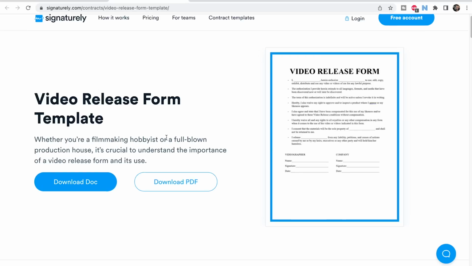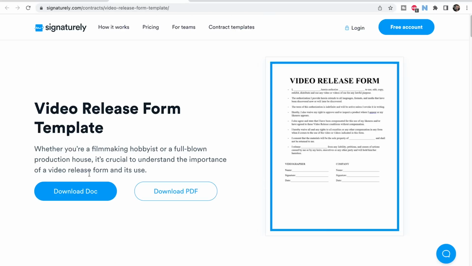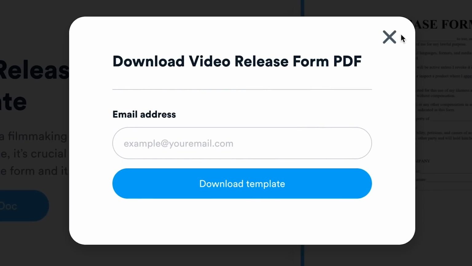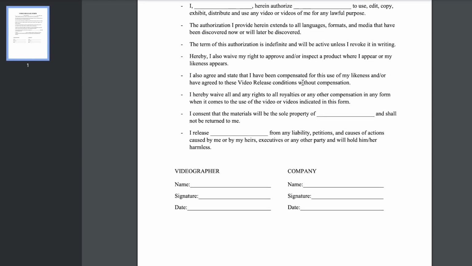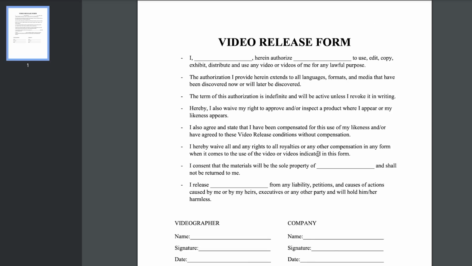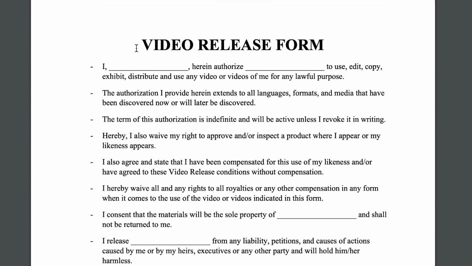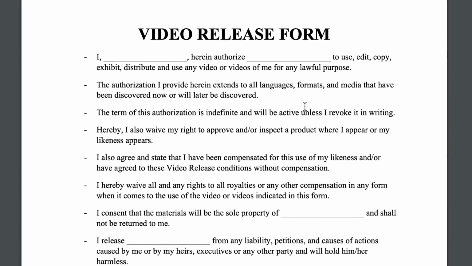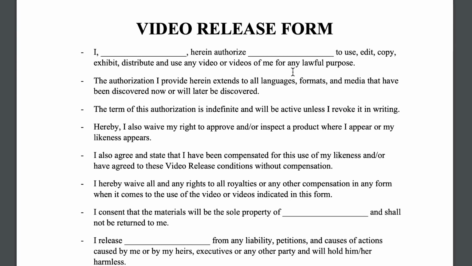Well, we'll go over to the doc, and you can see it's fairly easy to download this, and it is free. You just click download doc, put in your email address, and you're good to go, or download PDF. So we put in our email and we're presented with the video release form, which is a one-page form that talks about exactly what you need. I, blank, here authorize this person to use, edit, copy, exhibit, distribute, and use any video or videos of me for any lawful purposes.